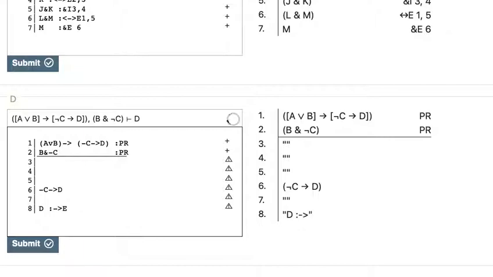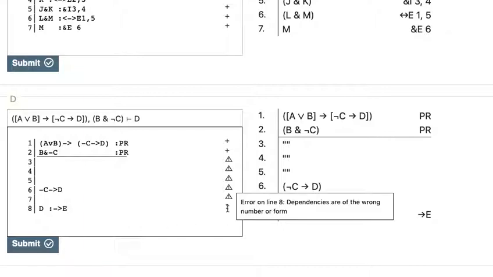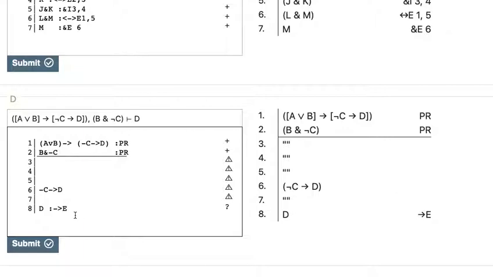The conditional elimination rule requires two lines. Notice Carnap still has a question mark here. Error on line 8. Dependencies are of the wrong form. What that means is I don't have line numbers here yet, and until I have the right line numbers, what's currently line 8 isn't done. So if I were going to eliminate this conditional, what else would I need? The answer is conditional elimination requires two things. It requires the conditional, which I have, and it also requires the antecedent of the conditional. So I would need not C from somewhere.